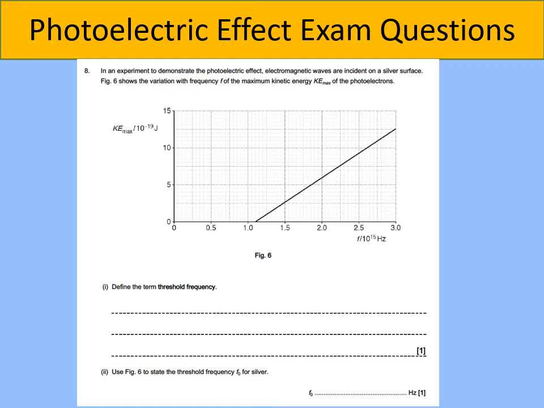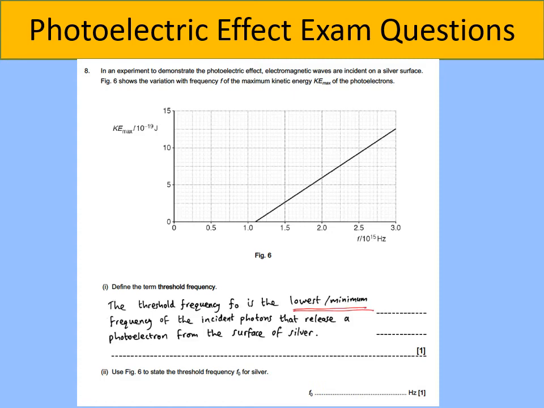Question number 8. I think this is a straightforward question. I hope you agree. In an experiment to demonstrate the photoelectric effect, electromagnetic waves are incident on a silver surface. Figure 6 shows the variation with frequency f of the maximum kinetic energy KE max of the photoelectrons. So not such a dissimilar question to the previous one. We have to define the term threshold frequency, another very important definition that we've looked at. How do we write this out in the easiest possible way?